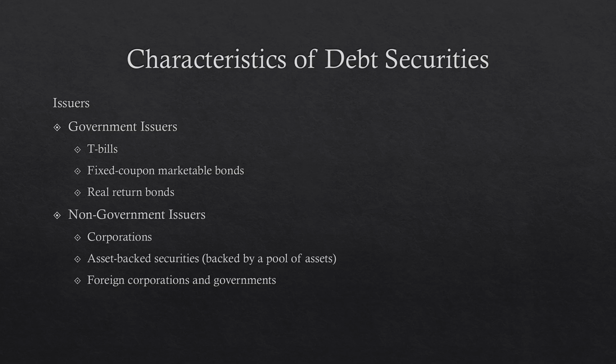First off, there are a lot of different issuers. So there are government issuers who would typically issue T-bills, fixed coupon marketable bonds, and real return bonds. Then there's also non-government issuers. So that could be like a corporation. It can also include things like asset-backed securities and bonds from foreign corporations and foreign governments.